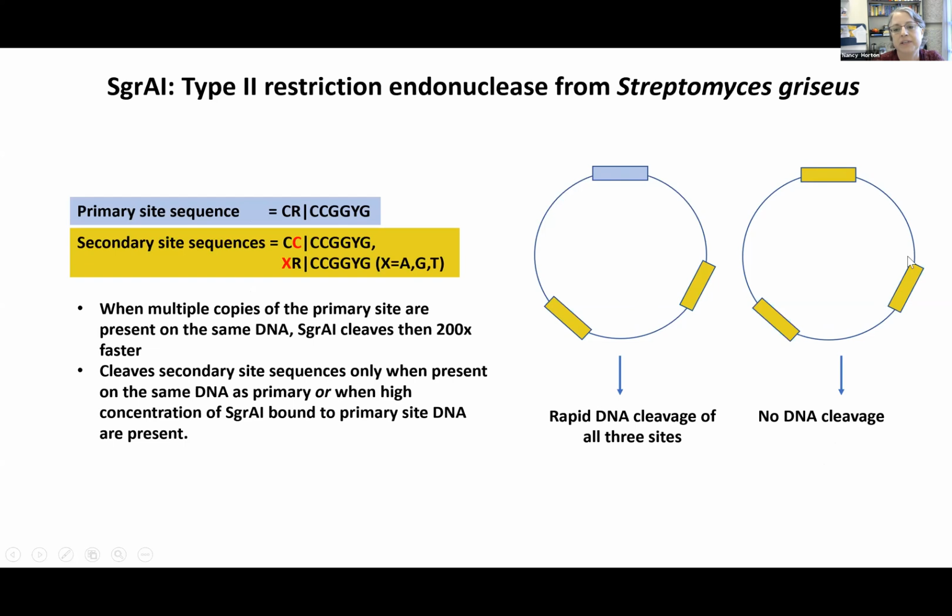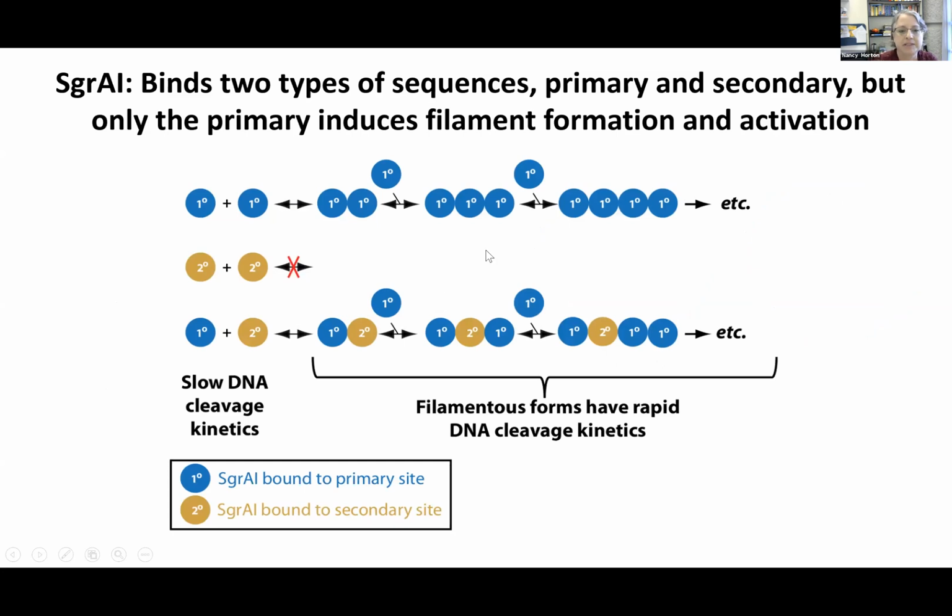But it won't cleave them unless there's also a primary site present on the same DNA. It can work in trans. You can get the enzyme to cleave these if you provide enough primary site oligo in high enough concentrations and high enough enzyme concentrations. But if it's on the same plasmid DNA, you get rapid cleavage of all sites. So it appears that primary site sequence is changing the activity and the substrate specificity of the enzyme.